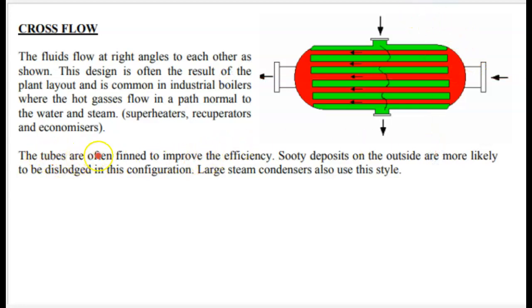The tubes are often finned to improve the efficiency. Now, if there are some sooty deposits on the outside, if they are left, they will actually minimize the efficiency. Large steam condensers are actually used in this type, the cross flow type.